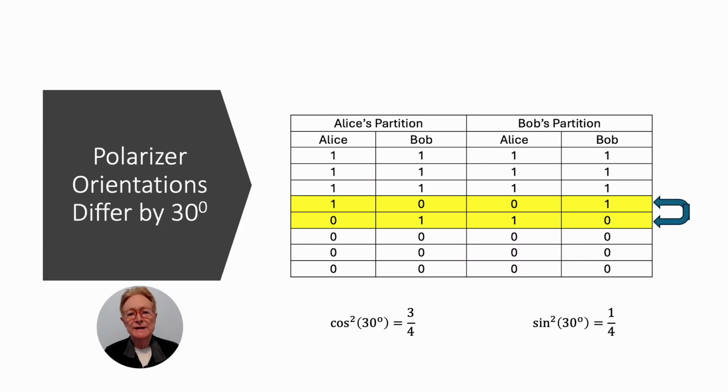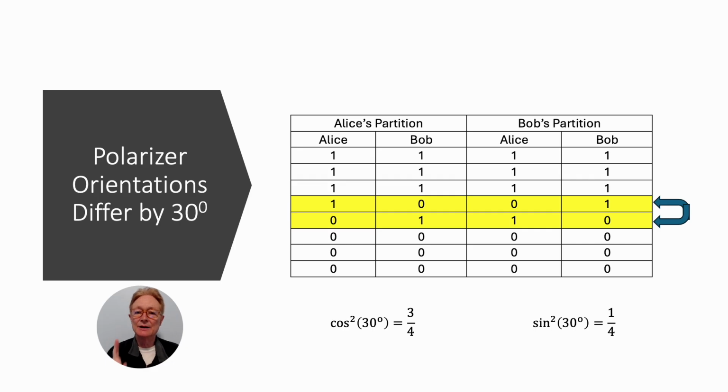So when Bob oriented his polarizer at 30 degrees from hers, he should have gotten cosine squared of 30 degrees, or 3/4 of a click, in those trials where she got a click, and sine squared of 30 degrees, or 1/4 of a click, in the trials where she didn't get a click. But there are no fractional clicks, so instead he gets clicks in 3/4 of the trials in which she got a click, and in 1/4 of the trials that she didn't get a click.